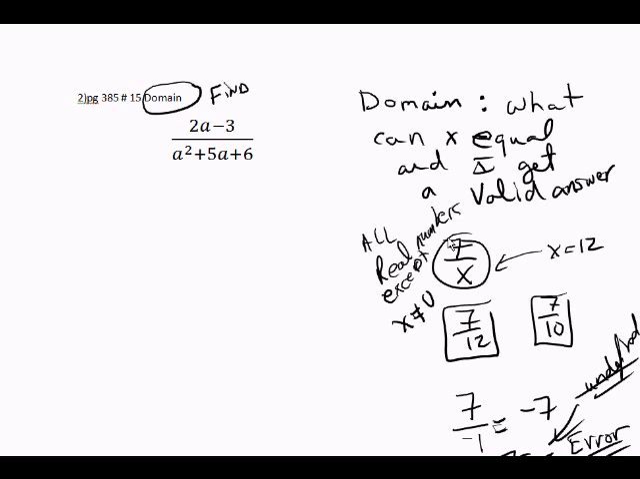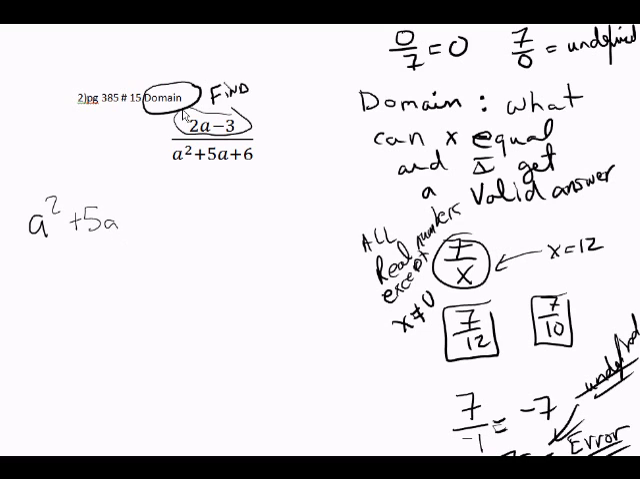If I put a 0 in there, that bottom makes this rational fraction, this 7 over x, undefined. So that's not a valid answer if you put 0 on the bottom of a fraction, okay? So now I want to find the domain of this fraction. We don't care about the top. The top can equal 0. 0 over 7 equals 0. But 7 over 0 is undefined. I just want to make sure you understand the difference. 0 divided by 7 is 0, but 7 divided by 0 is undefined. So we don't care about the top.